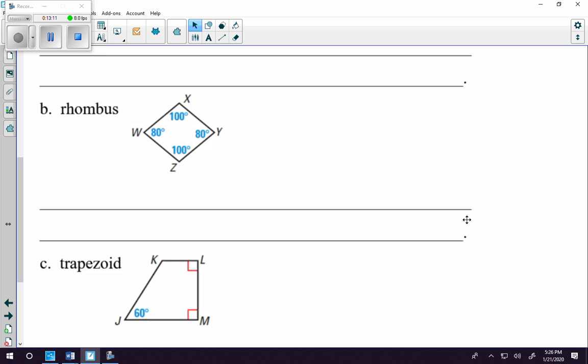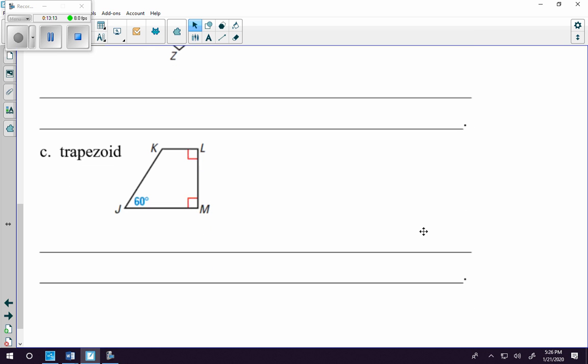If we take a look at C, is this a trapezoid? Well, in order for this to be a trapezoid, it would have to have one pair of opposite sides parallel. Well, what do you notice? The measure of angle KLM is 90 degrees, and the measure of angle JML is also 90 degrees. So those two angles right there are 90 degrees. What does that also tell us? That also tells us that segment KL is perpendicular to segment LM, and segment JM is perpendicular to segment ML.